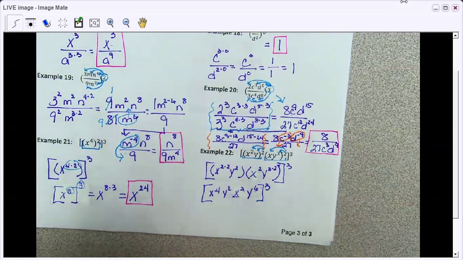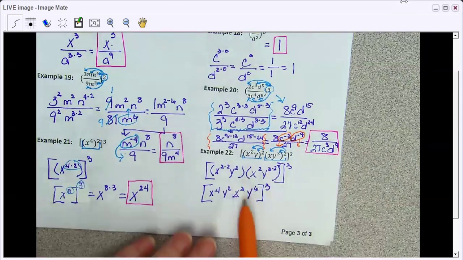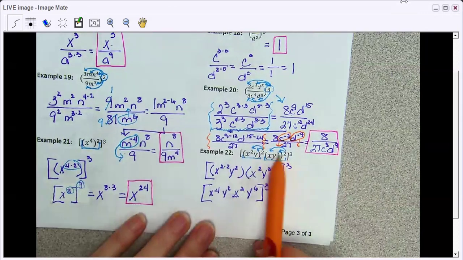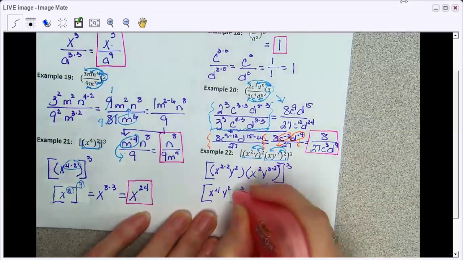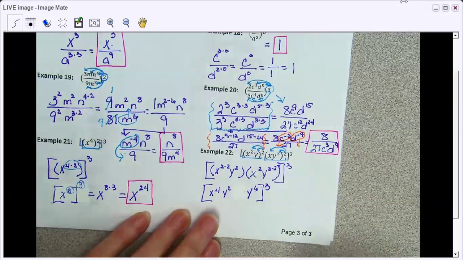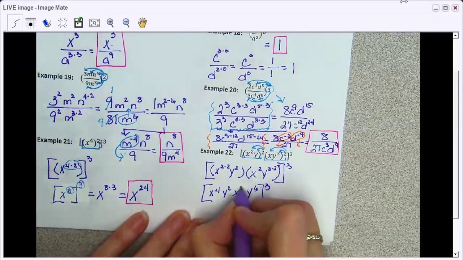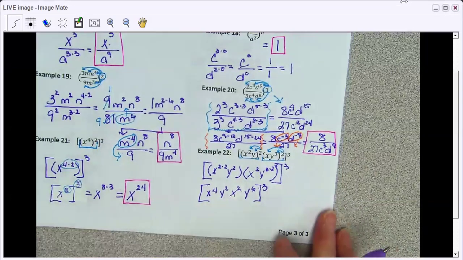Okay. On example 22, I stopped midway through. I just wanted to make sure that you got this step correct. So after we apply all the exponents on the inside, we end up with x to the 4th, y to the 2nd, x to the 2nd. I smeared that. Hold on. This is x to the 2nd, and then y to the 6th. We have to remember our rules of multiplication with exponents.